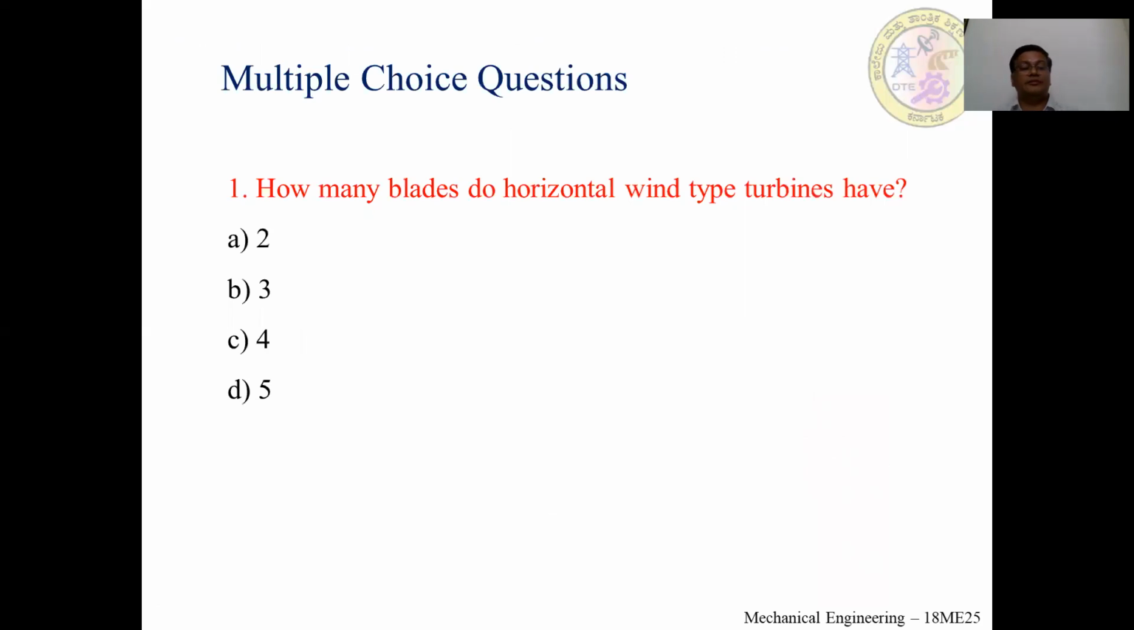Here also, we have some important MCQs which are related to this particular session. First question is, how many blades does a horizontal wind turbine have? Options are 2, 3, 4, 5. As we discussed in the first slide on the construction of the horizontal axis wind turbine, for most horizontal axis wind turbines we prefer 3 blades only. So the right answer is 3 blades, option B.